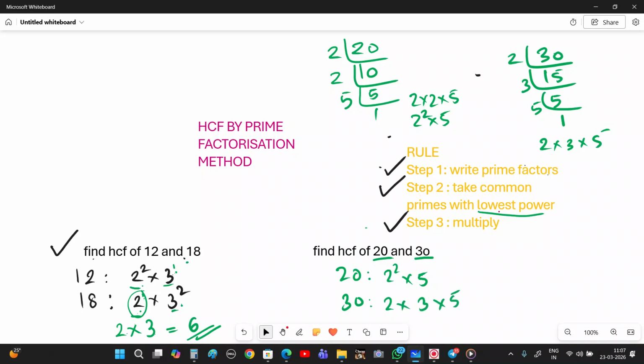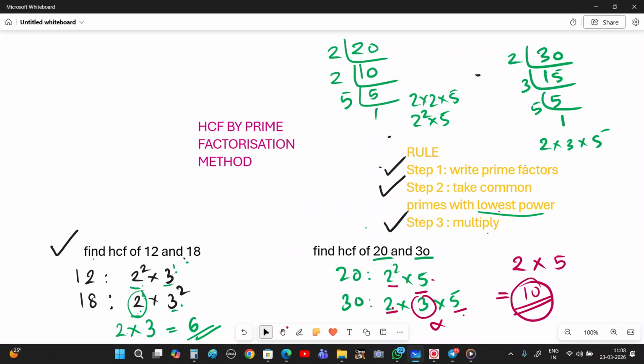Now you have to check for the common prime factors. Which are the common prime factors? You can see 2 is a common factor and 5 is a common factor. 3 is not a common factor, so you don't have to take it. Now among 2 square and 2, the one with the lowest power is which one? 2. And among 5 and 5, both are the same, so you can write 5, or 5 raised to 1. Now multiply them. 2 times 5 is 10. So what is the HCF of 20 and 30? The HCF of 20 and 30 is 10.